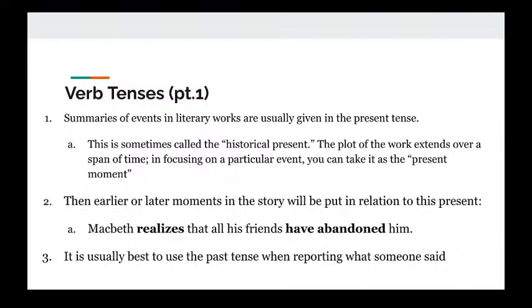But rule number 1, summaries of events in literary works are usually given in the present tense. This is sometimes called the historical present. The plot of the work extends over a span of time, and focusing on a particular event, you can take it as the present moment.